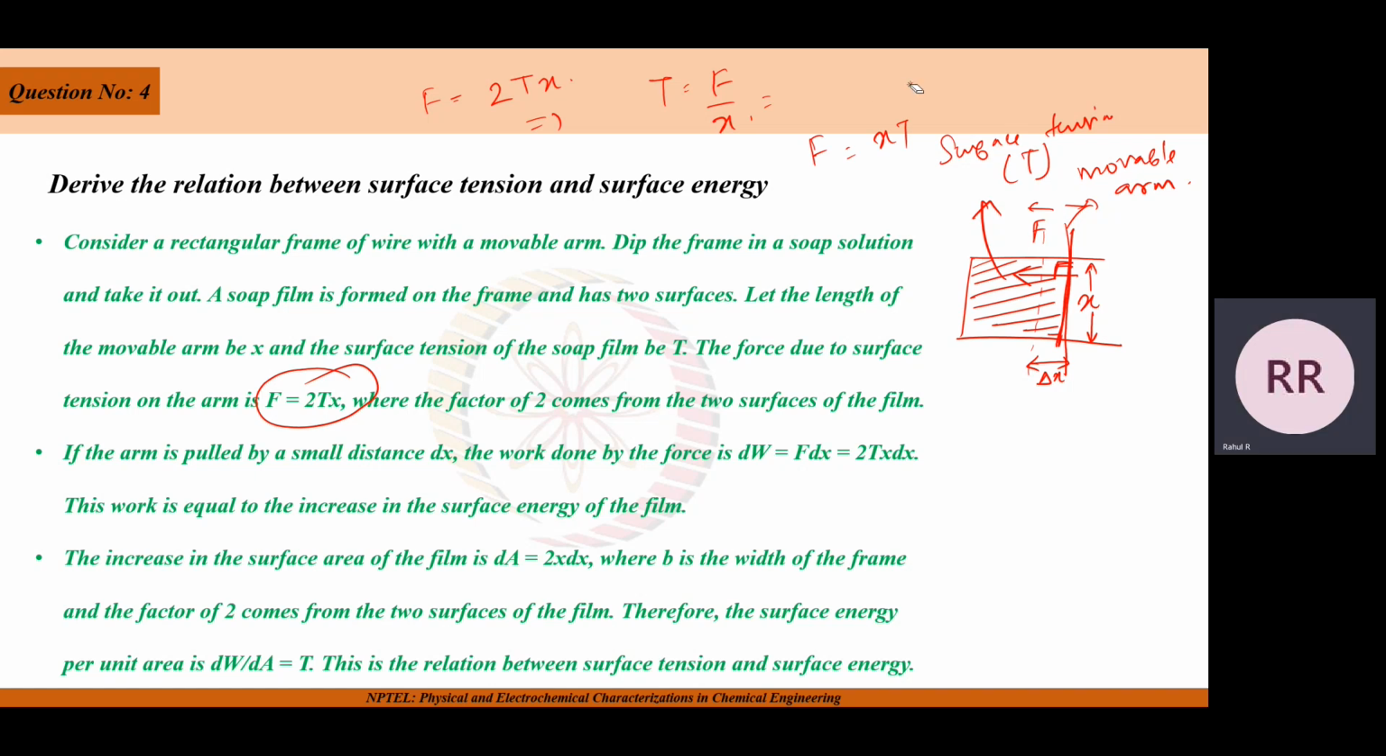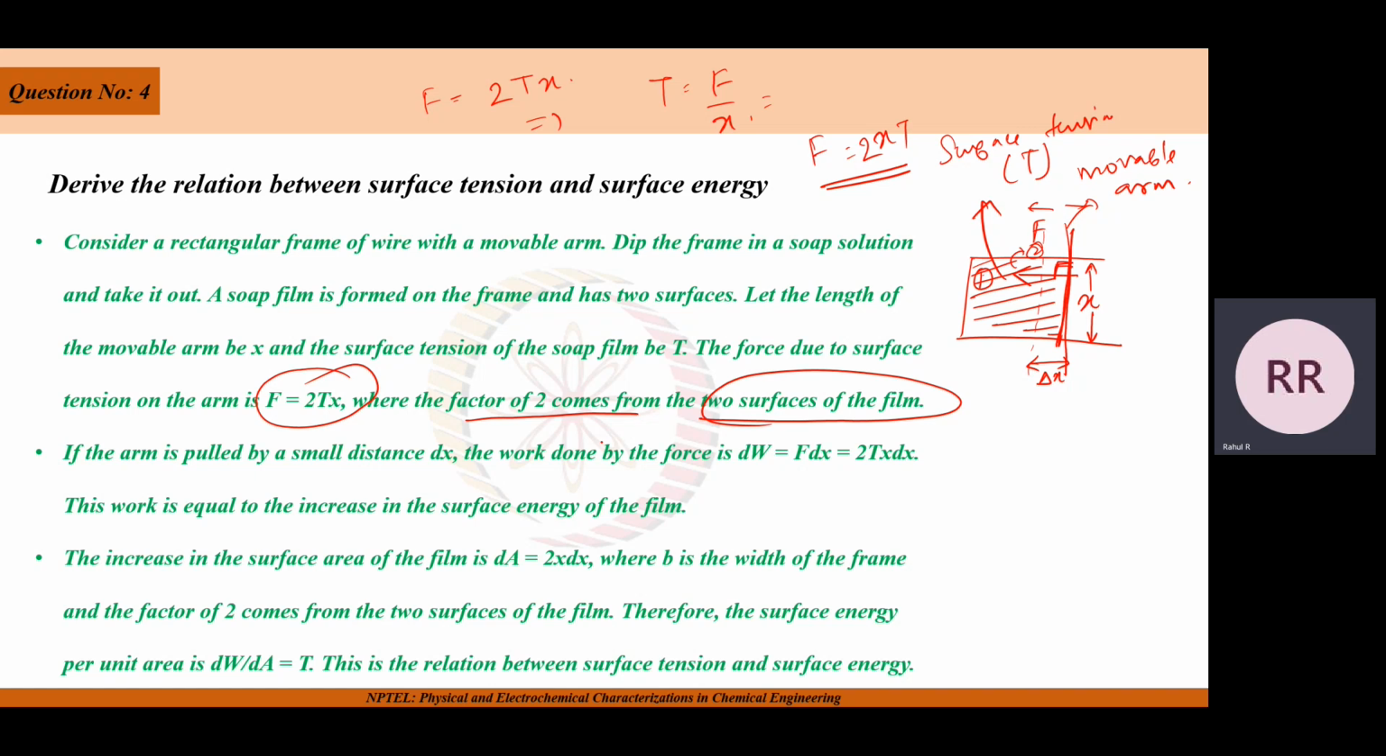But for a film we have two faces, one this side, the other on the back side. So that's why there is a 2 in front of this. So F is equal to 2 into x into T. The factor 2 comes from the two surfaces of the film.